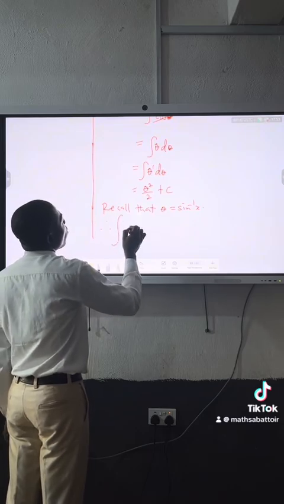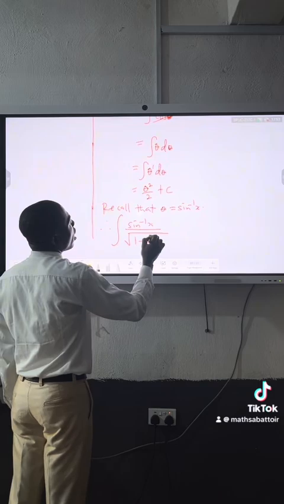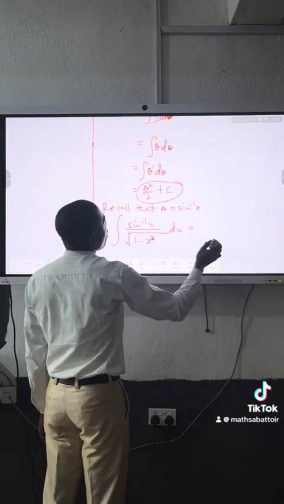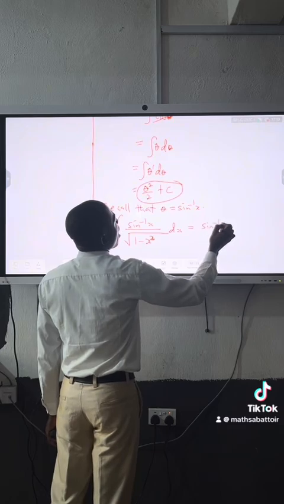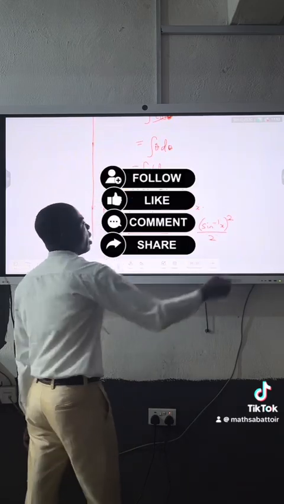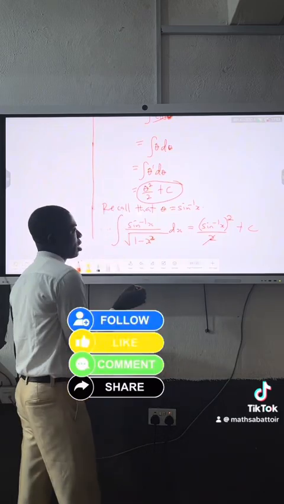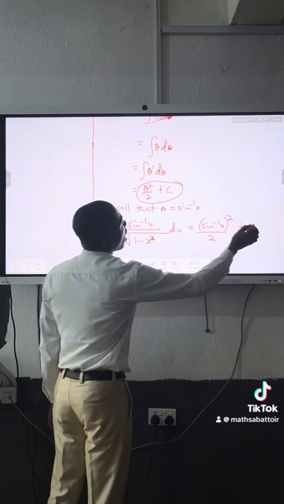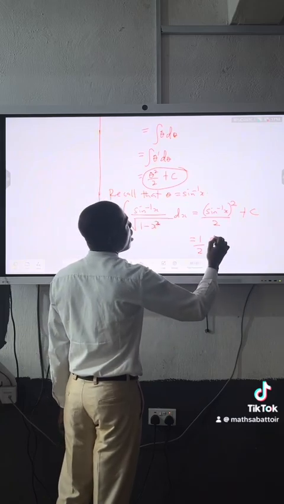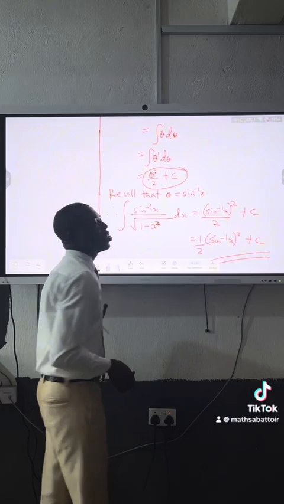Therefore, the integral of sine inverse of x all over the square root of 1 minus x squared dx is equal to, we put our answer here and arrange it, sine inverse of x all squared, divided by 2, plus a constant of integration. Please, on no account should you cancel this against this. It's wrong if you do that. If you don't want it this way, you can bring the 1 over 2 outside and say 1 over 2 times sine inverse of x all squared plus c. So this is our answer.